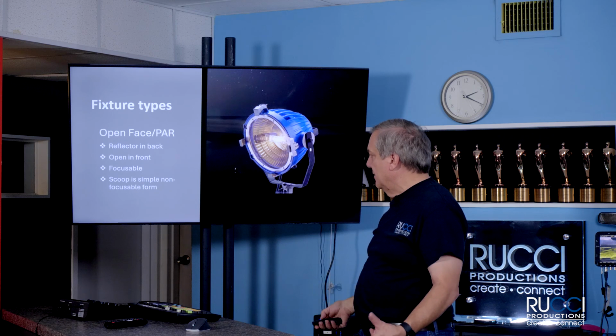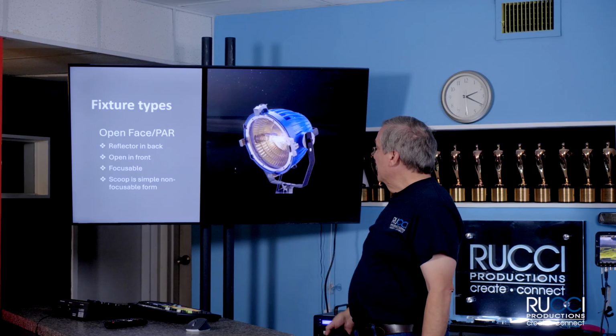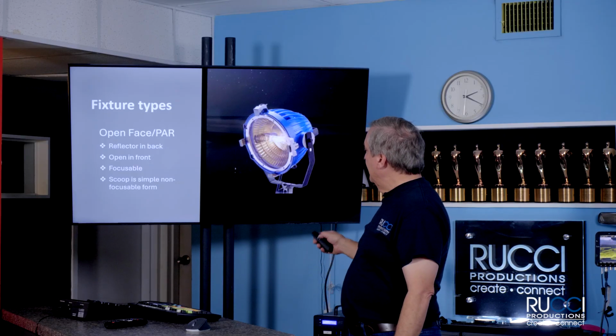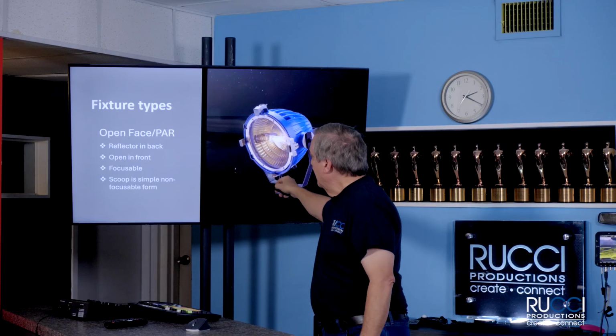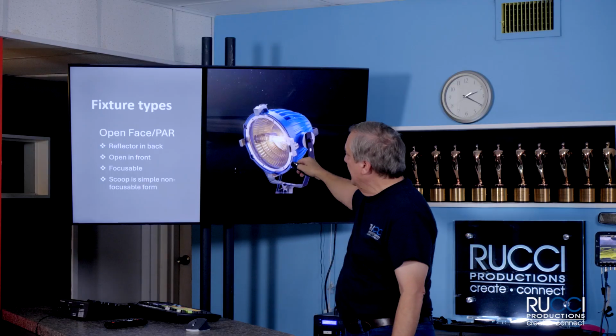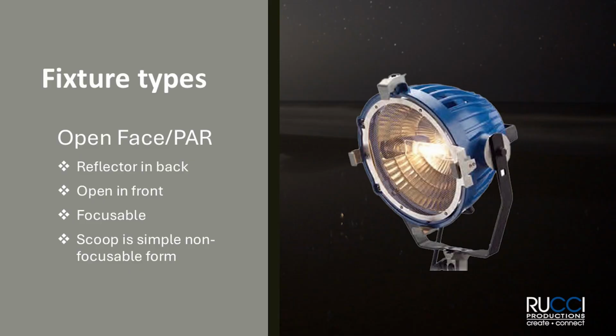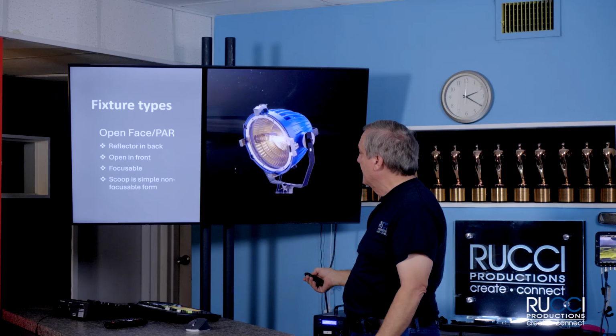The next level would be what we call an open face light. And that has a reflector in the back and then the light source, but the front of it's open. There's kind of a protective wire screen here, but it doesn't have to be there. Most of those are focusable, which is there's a spot flood in the back, and you can get a narrower or a wider beam. There are some that are called a scoop that's just not focusable, super simple.